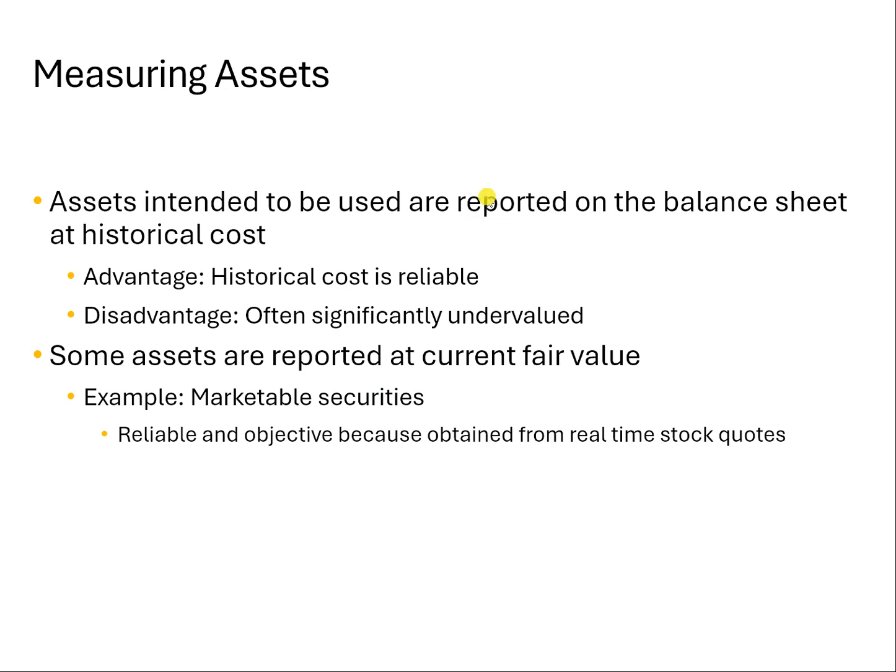So how do we record assets? Assets are recorded, okay, at their historical cost. In other words, based on the price we paid for them. Right? If you purchased a vehicle for $20,000, then the car will be recorded at $20,000 because it's the historical cost.